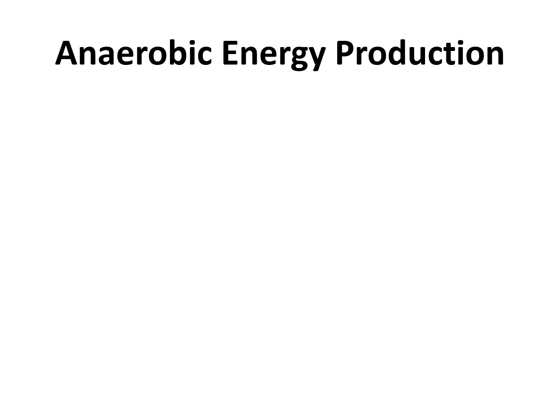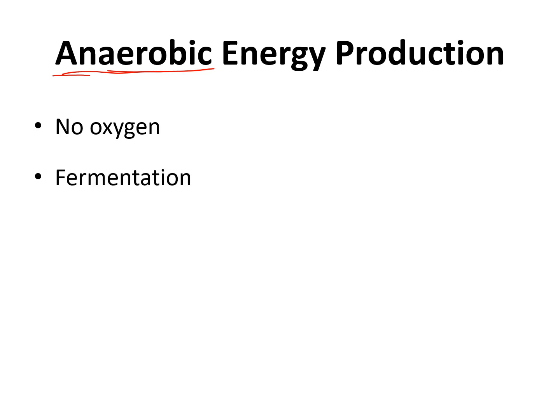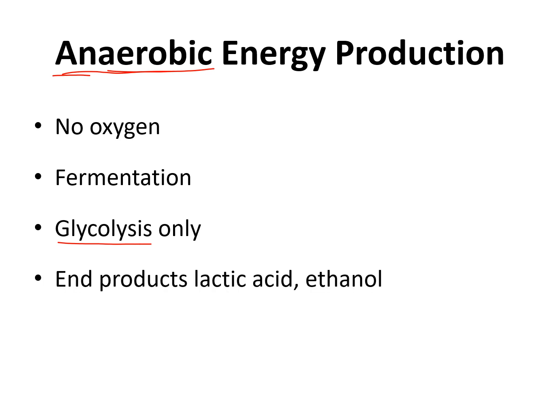Another type of energy production is called anaerobic energy production. An means without, aero means oxygen. So this is a type of energy production that occurs when there is no oxygen present. We also know this process as fermentation. And fermentation is basically a type of glycolysis reaction. So the citric acid cycle and the electron transport chain are not involved.